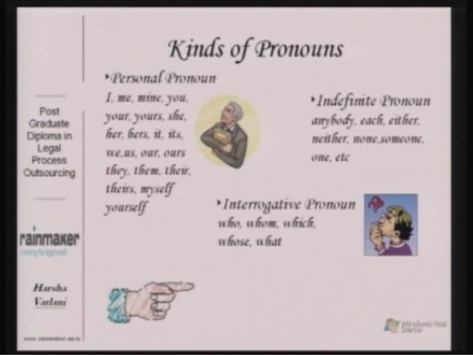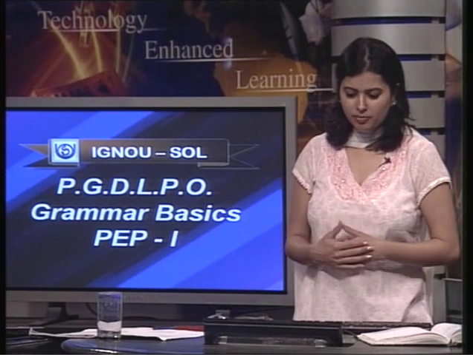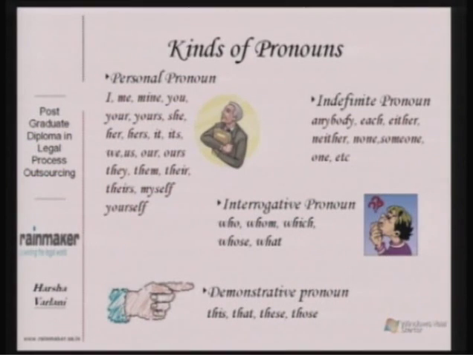Kinds of pronouns. You have personal pronoun, you have indefinite pronoun, you have an interrogative pronoun and you have demonstrative pronouns. These are examples. For example, a personal pronoun is I, me, mine, you, yours, she, myself, yourself. An indefinite pronoun would be anybody, each, either, neither, none, someone, etc. An interrogative pronoun is when you are asking something: who, whom, which, what. Demonstrative pronoun is this, that, these, those, etc.